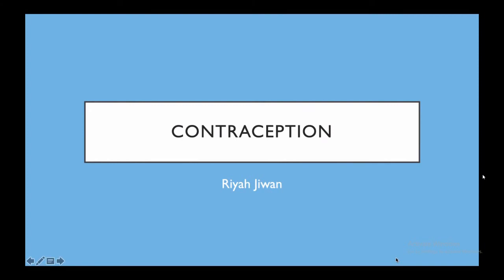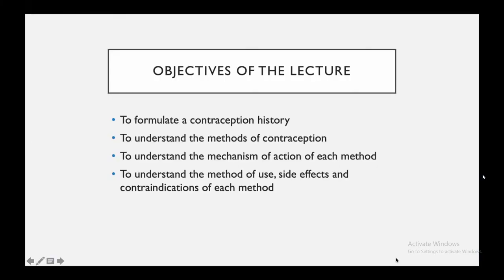So when it comes to contraception, the objectives of this lecture will be to understand and to formulate a contraception history, to understand the various methods of contraception, and to understand the mechanism of action of each method, and to explain the method of use, the side effects, and the contraindications of each method.